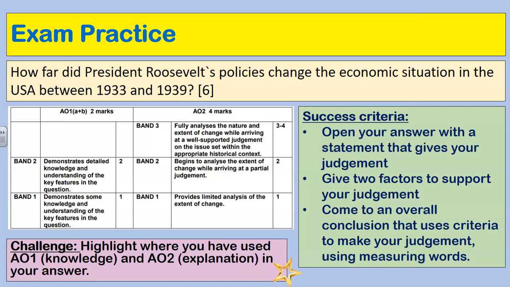So, your final task is to have a go at answering that question. It's only a 6-mark question, so you don't want to be spending any more really than 10 minutes answering this. If you finish that, then you can highlight your AO1 and AO2 in your answer.